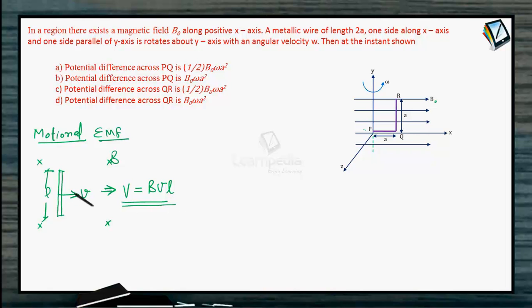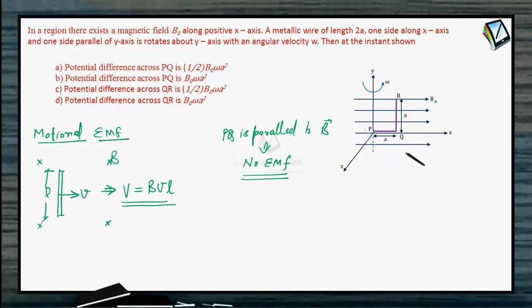In case they are not, then we look for the component. If mutually perpendicular components exist, then in this formula we may use those components. So here you can see that at this particular instant, the portion PQ is parallel to the x-axis, meaning PQ is parallel to the magnetic field B. So at this instant, no EMF can be developed across PQ.